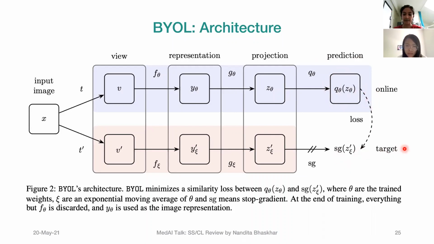And so the concept here is that backpropagation happens only across this online network, and the target network uses the same momentum contrast that we saw before, where these weights are updated based on momentum updates from the online network.